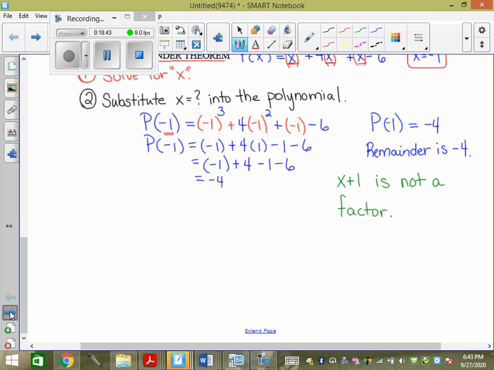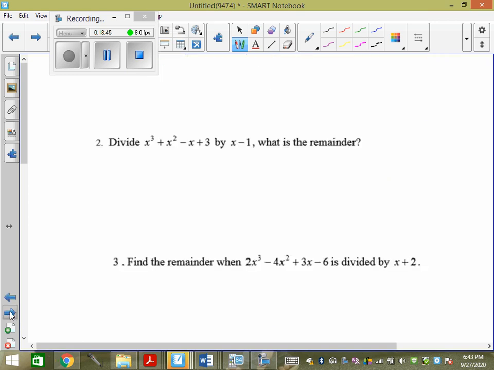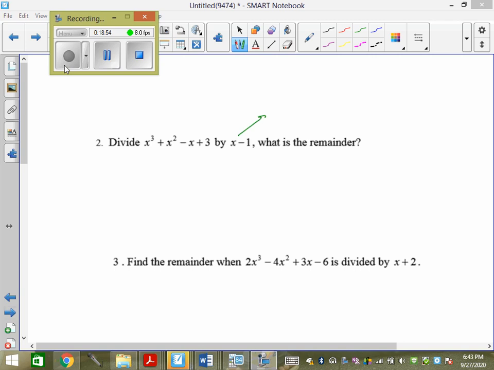Next page. So you are going to try this one. So step 1, solve for x. So we're going to get x minus 1 equals 0. So we add 1 to both sides, and we're going to get x equals 1.